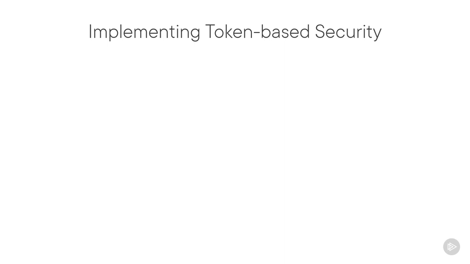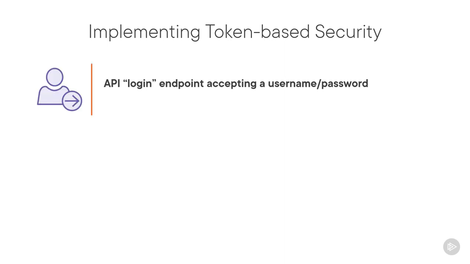Let's talk about implementing token-based security. The first thing we're going to need is something to create a token, right? A typical approach is to create an endpoint at the level of the API that accepts your username and password. If those check out, a token can be returned in the response message.